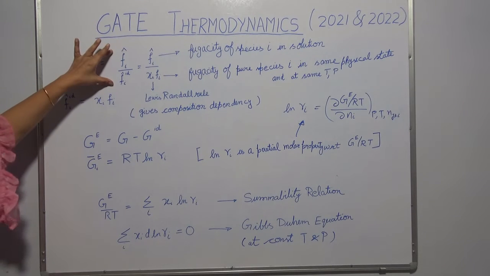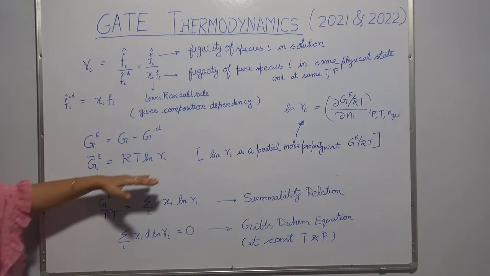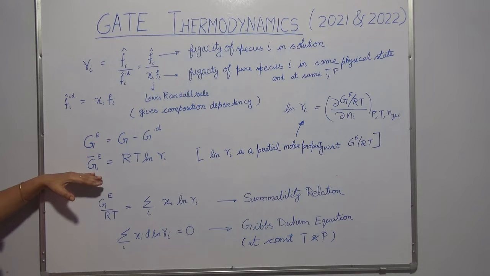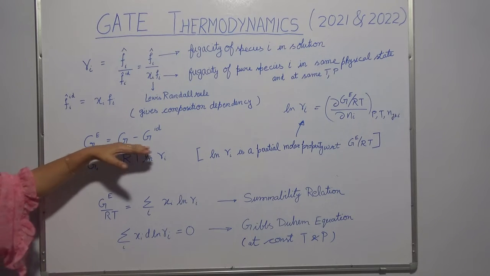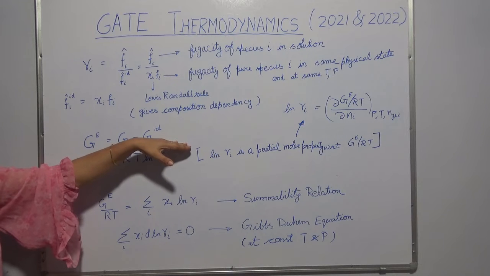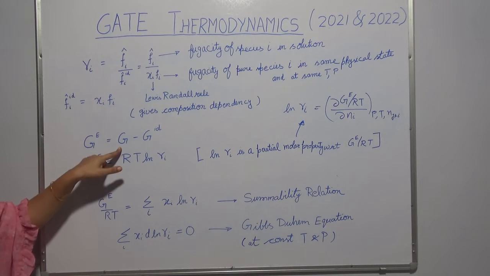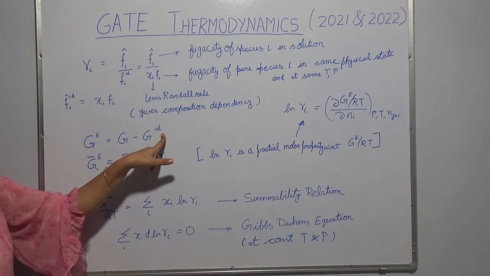However, this definition is inconvenient to evaluate your activity coefficient. For that we relate activity coefficient to another property, which is the partial molar excess Gibbs free energy. So what are excess properties? Excess properties are the property of the solution minus the property of the solution if it existed as an ideal solution. So here I am writing the excess Gibbs free energy, that is equal to the Gibbs free energy in the solution minus the Gibbs free energy of an ideal solution.